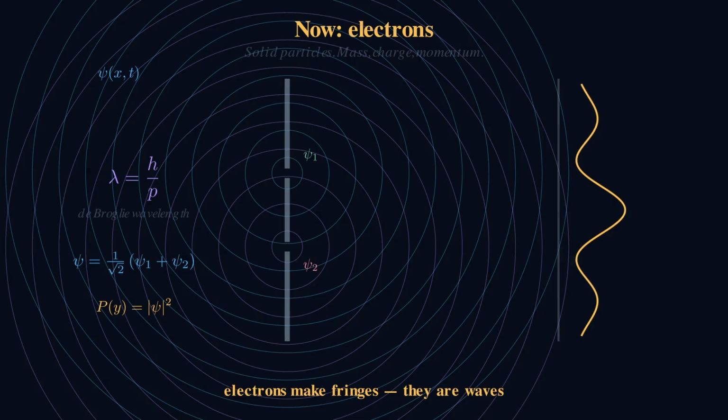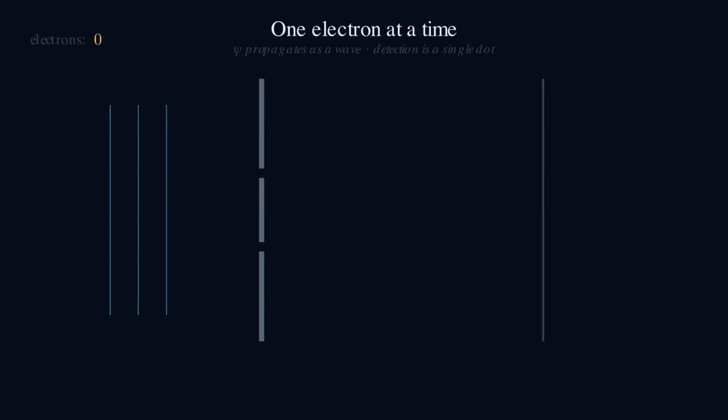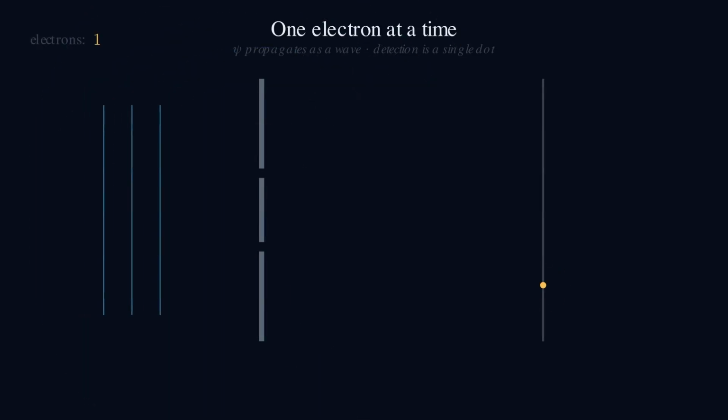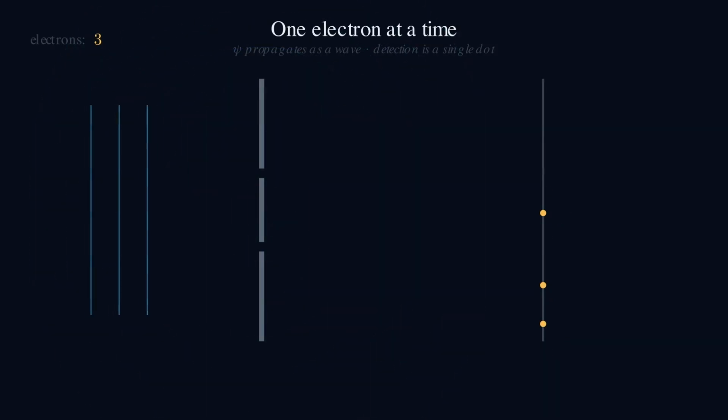Let us slow this down. We dim the source so only one electron is in the apparatus at a time. We see one dot on the screen. Then another. Each individually random. There is no electron flying through space between source and detector. There is only the wave function, spreading. The particle does not exist as a point until it strikes the detector.